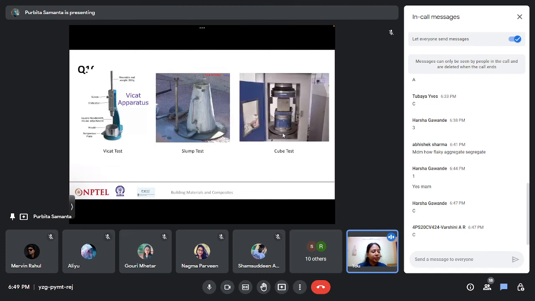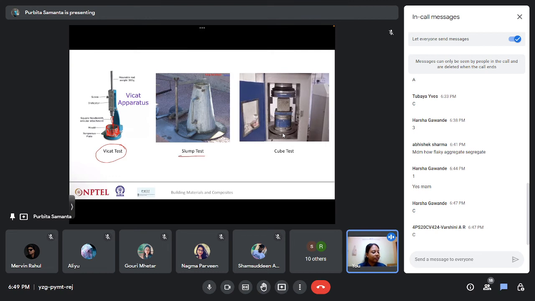If you look into the images here, you can see the Vicat apparatus, where there's this one particular needle, or plunger. The cement is kept inside this container, and then it's checked how much of the needle has gone inside for a certain period of time. So this value helps you understand the consistency of the concrete that you have.